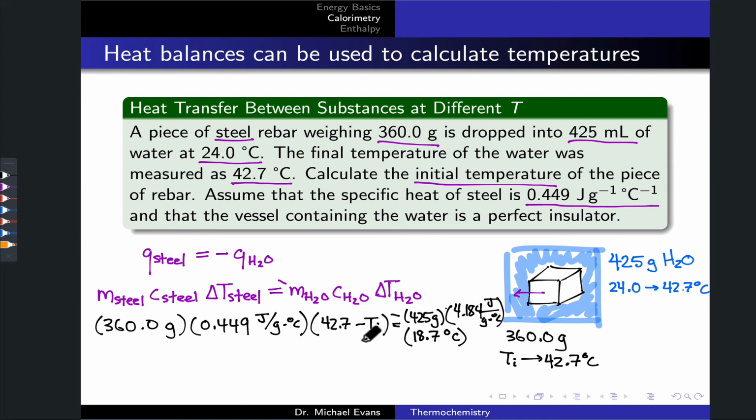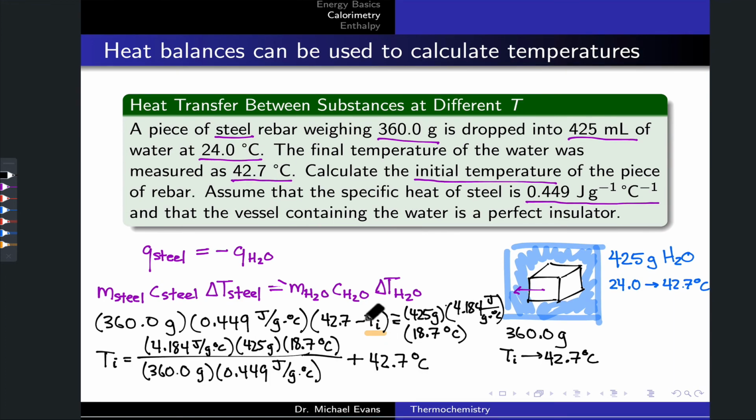All right, so our only unknown in this equation now is the initial temperature of the steel. The way I like to solve these problems is to multiply everything out, collect terms, and then just solve the kind of algebra problem that pops out of that. After rearranging things, we end up with this ratio plus the final temperature of the steel, 42.7 degrees C. And when we calculate all this out, and I'll let you verify this on your own, the final result that we get is 248 degrees Celsius.